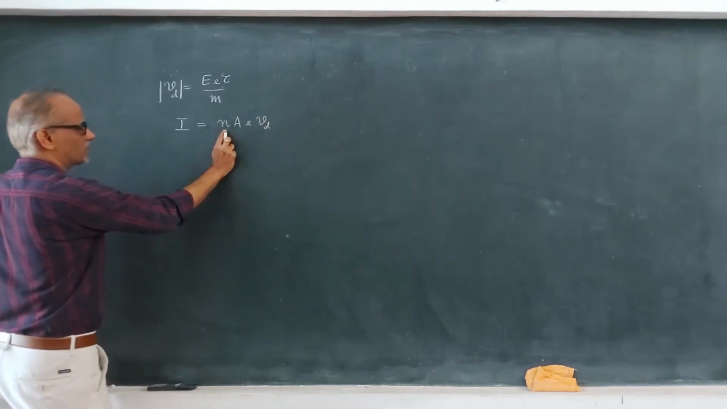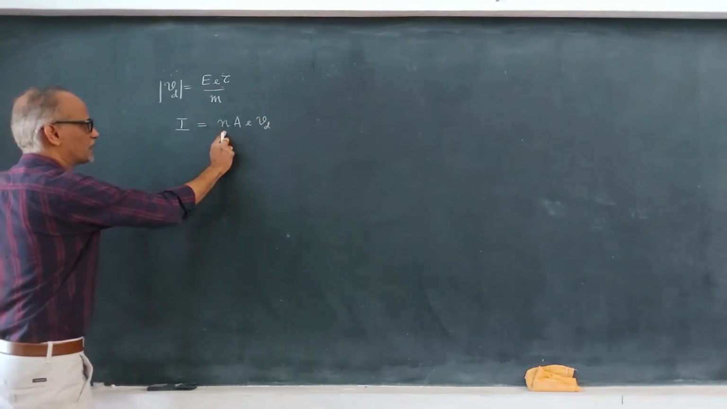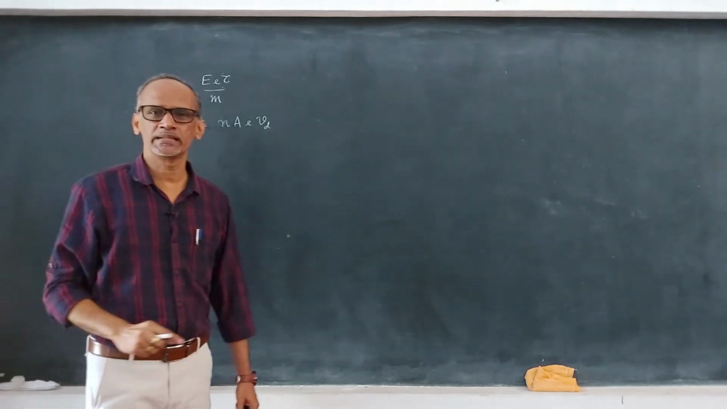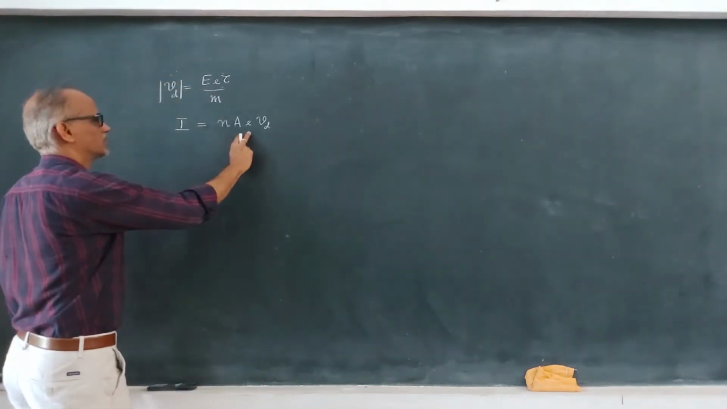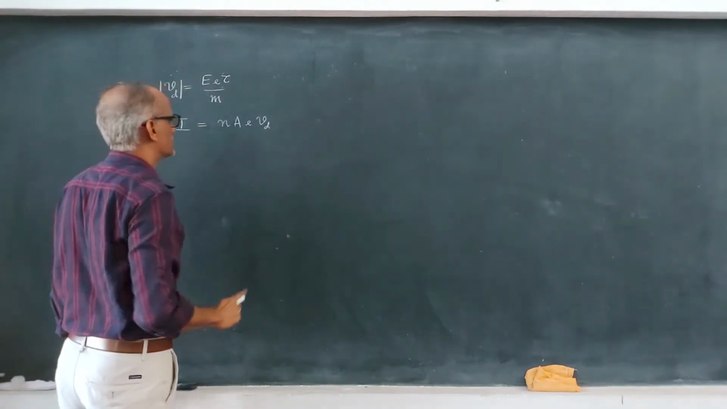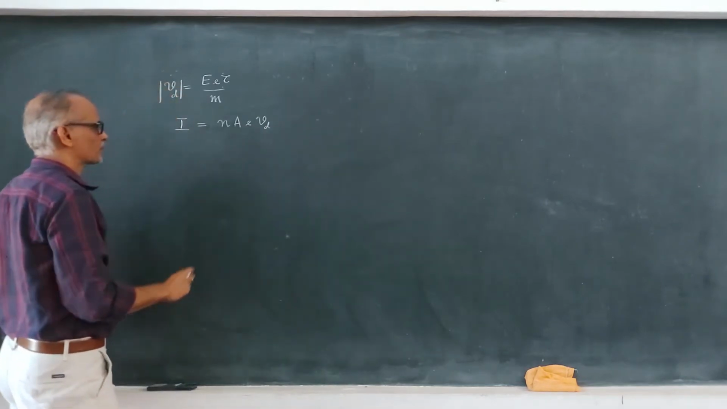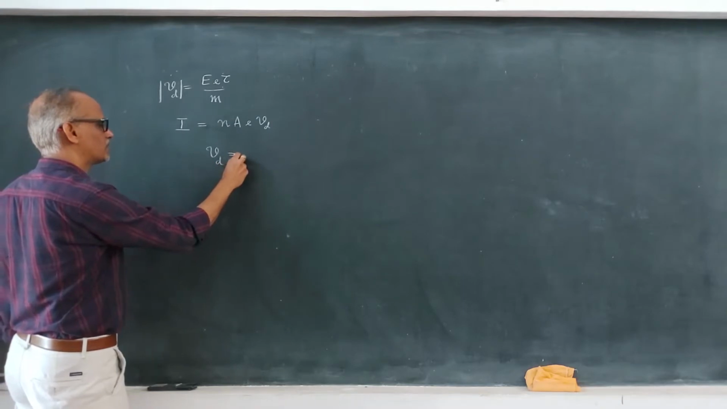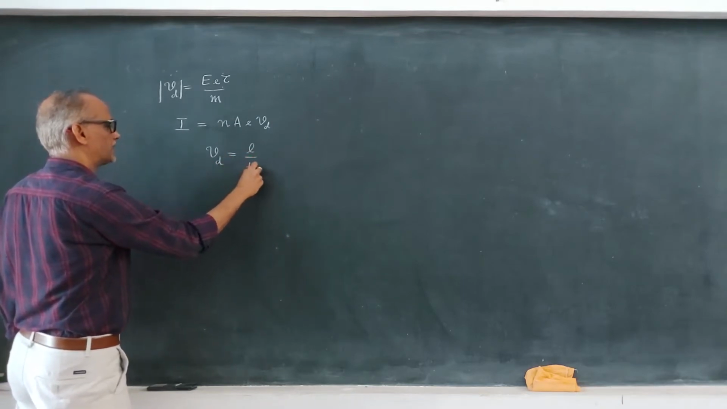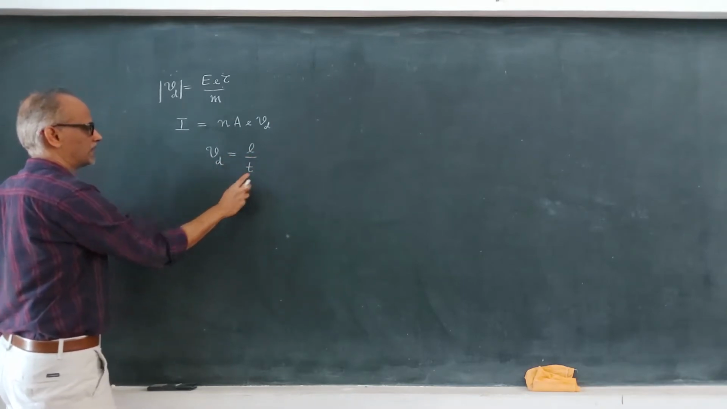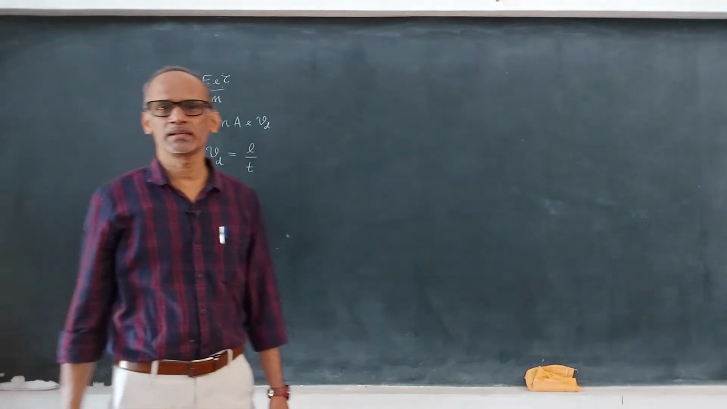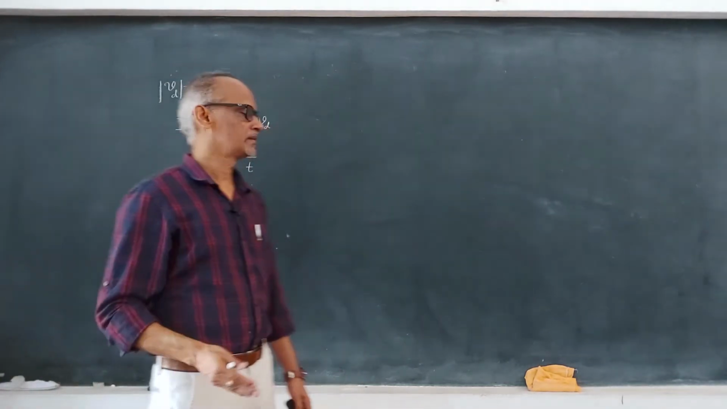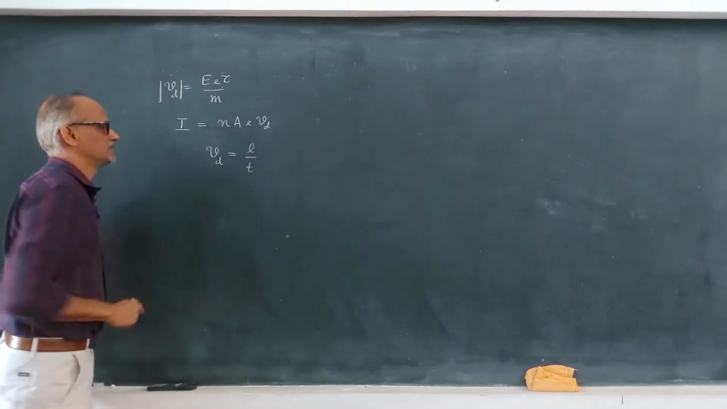n stands for the number of free electrons per unit volume, which is also called the free electron density. A is the area of cross section, e is the charge of the electron, and Vd is the drift velocity. You can even write this drift velocity as Vd = L/T, where L is the length of the conductor and T is the time taken by the electron to cross the conductor of length L.